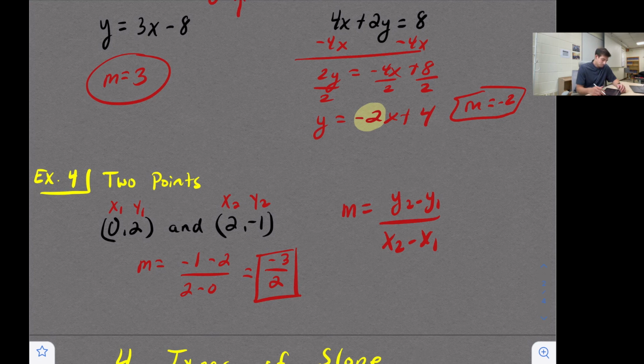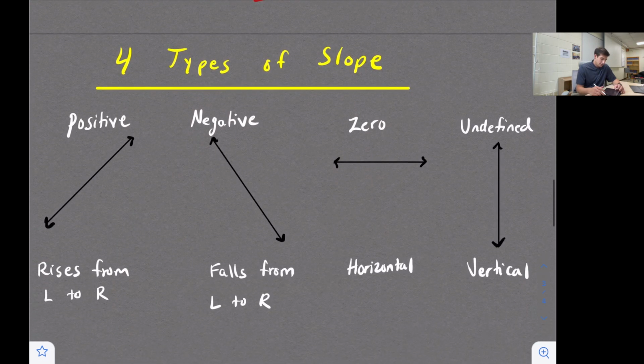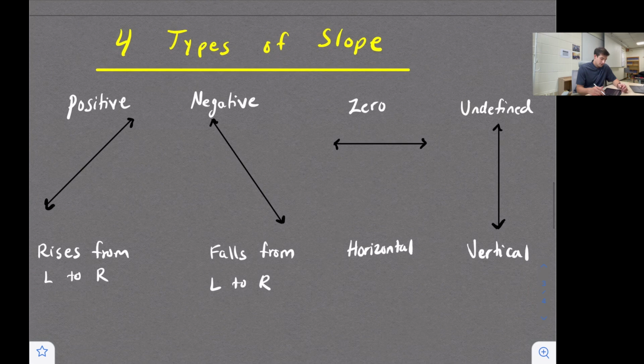Okay. All right. And so that leads us to the 4 types of slope that we could get. We could have a positive slope, which we saw at the beginning, where our line rises from left to right. Our number for slope would be a positive number. We could have a negative slope. We would have a negative number for our slope, and that line would fall from left to right.